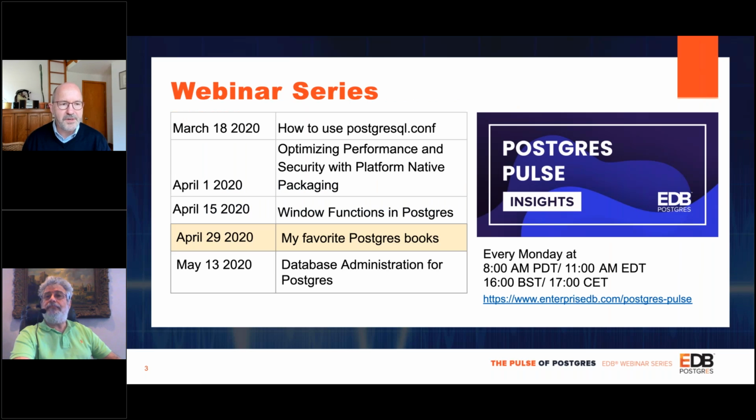Okay, so this is part of a webinar series. The last couple were about the PostgreSQL.conf file and how you can use it to tune stuff. Then Devrim Gunduz gave us a presentation about native packaging and why that's a much better choice for installations. And 2 weeks ago, Bruce gave a really interesting presentation on the window functions in Postgres. Today we'll talk about my favorite Postgres books, and then in 2 weeks we'll talk about DBA techniques, especially what we do in our remote DBA organization for Postgres.